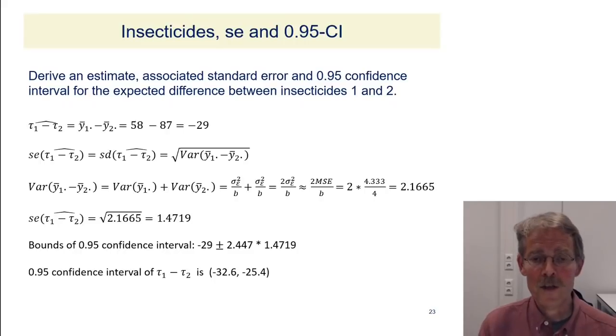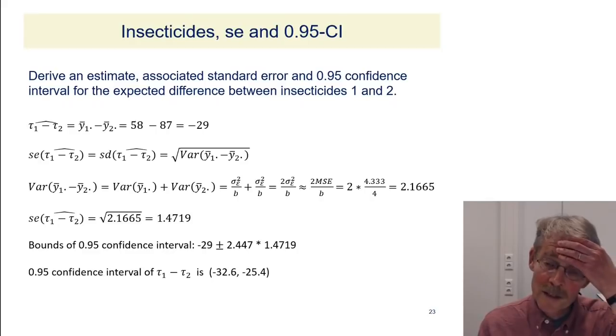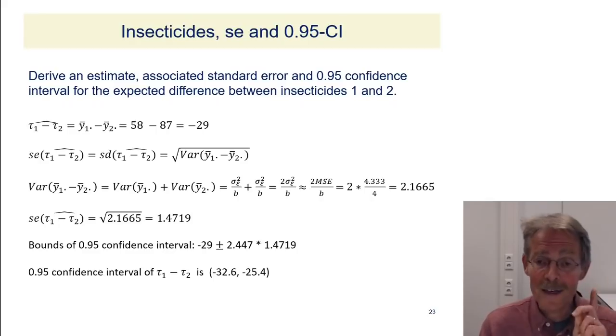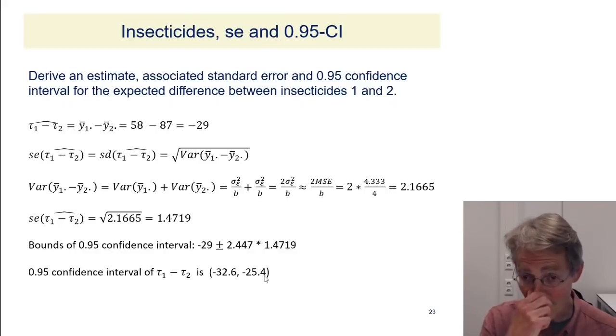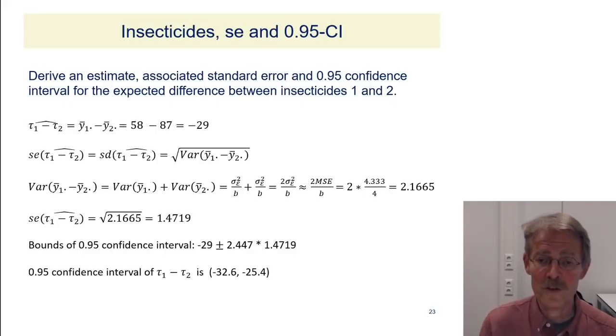Yeah? You can see that 0 is not in the interval. That's right, because the interval contains all values that are not rejected by the t-test, and the 0 was rejected. So you can see in a glance that all these differences from minus 32.6 up to minus 25.4 are likely, on the basis of the data, for the difference between 1 and 2. They match with the data because they are not rejected by a t-test.